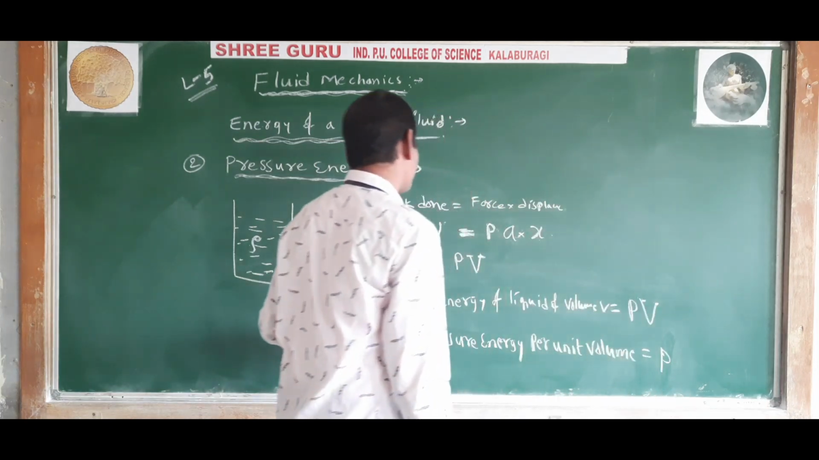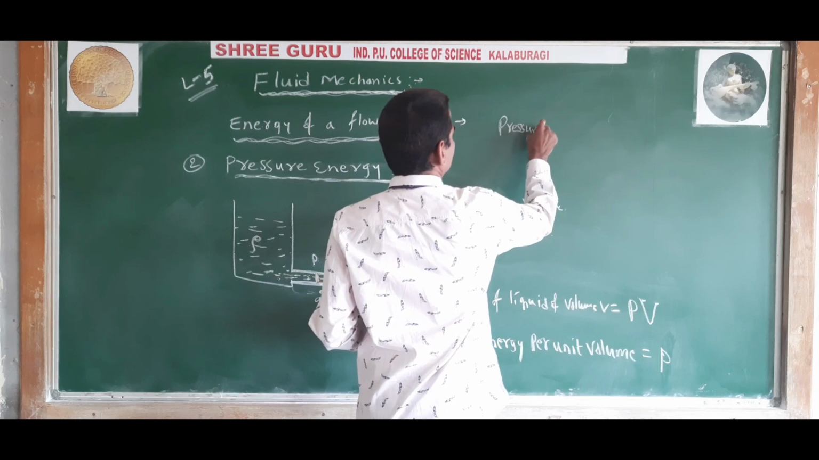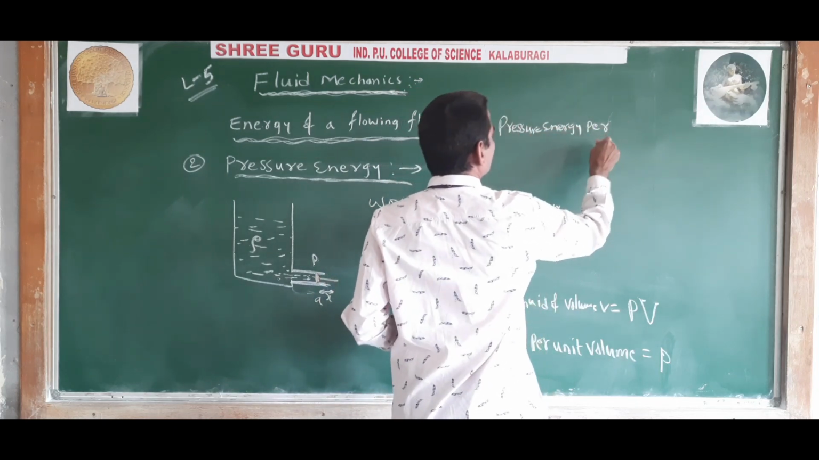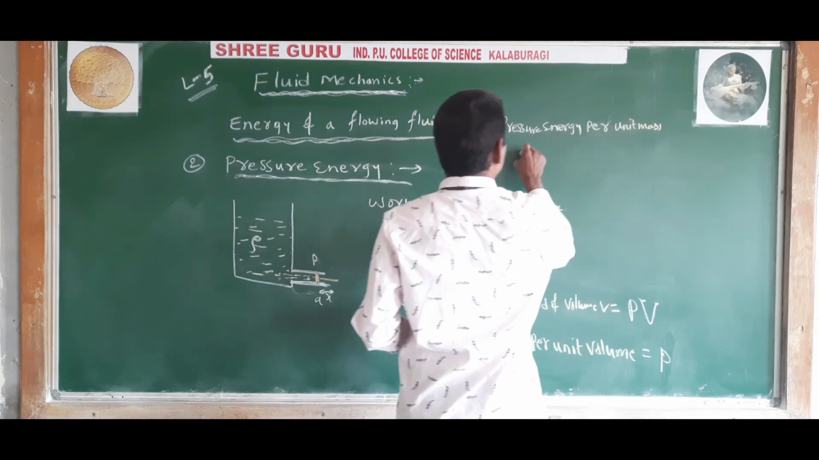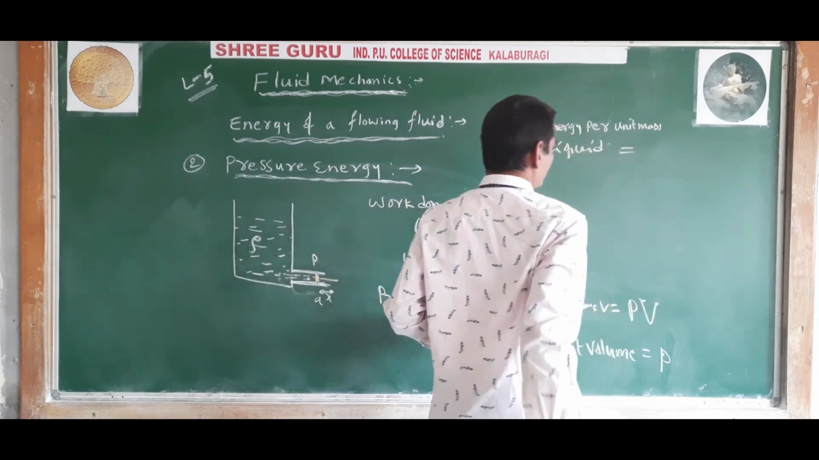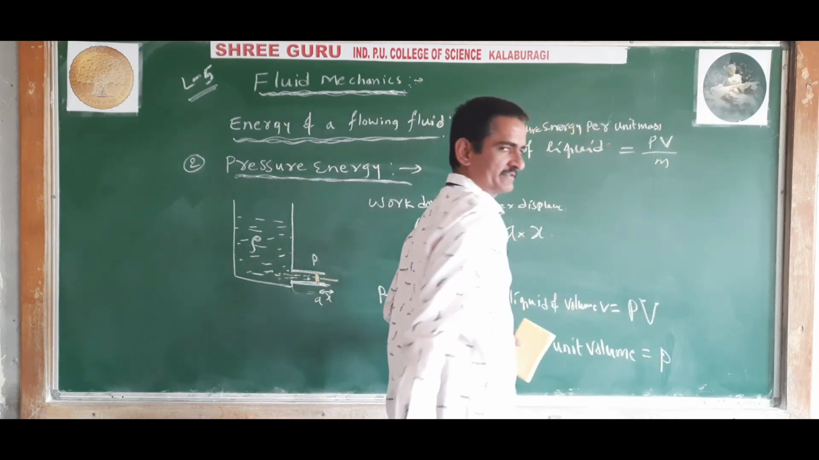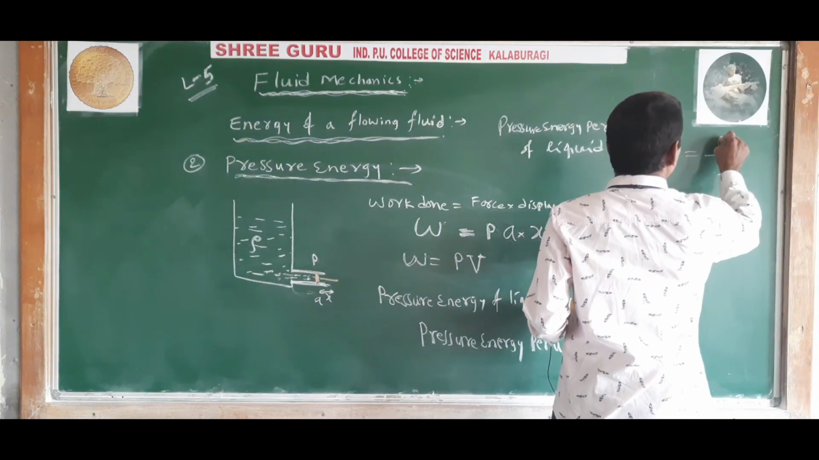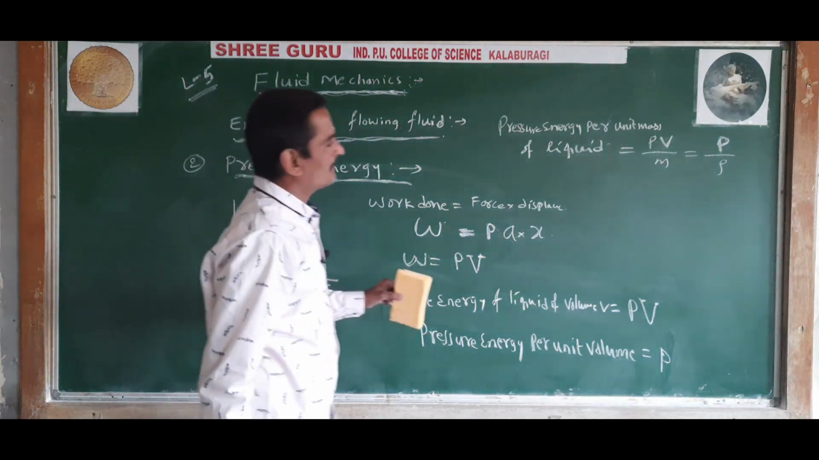And pressure energy per unit mass of liquid is pressure energy divided by mass. Volume divided by mass, that is the inverse of density, so it is P divided by rho. So P divided by rho is the pressure energy per unit mass of liquid.